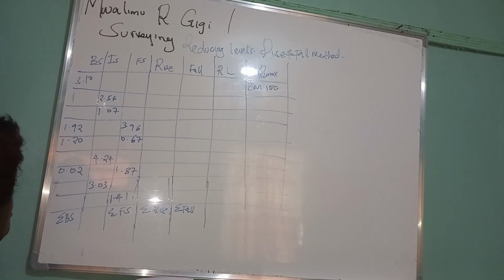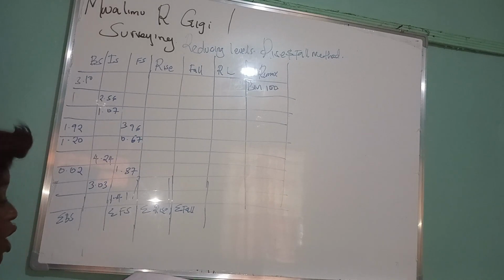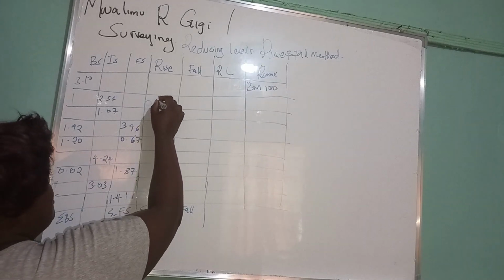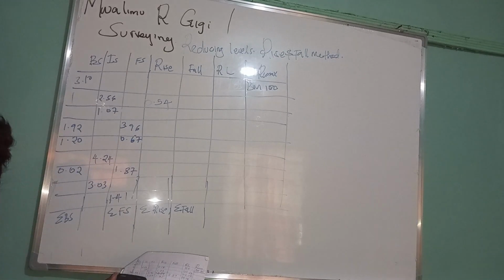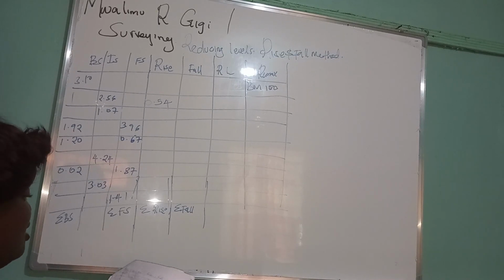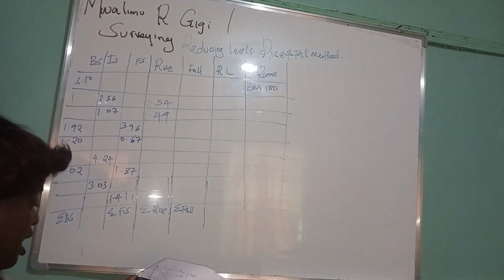So we subtract 3.10 minus 2.56. So it's 0.54. But it is positive, so it is a rise of 0.54. So next we go to 2.56 minus 1.07. So it is 1.49. So it is a rise of 1.49.